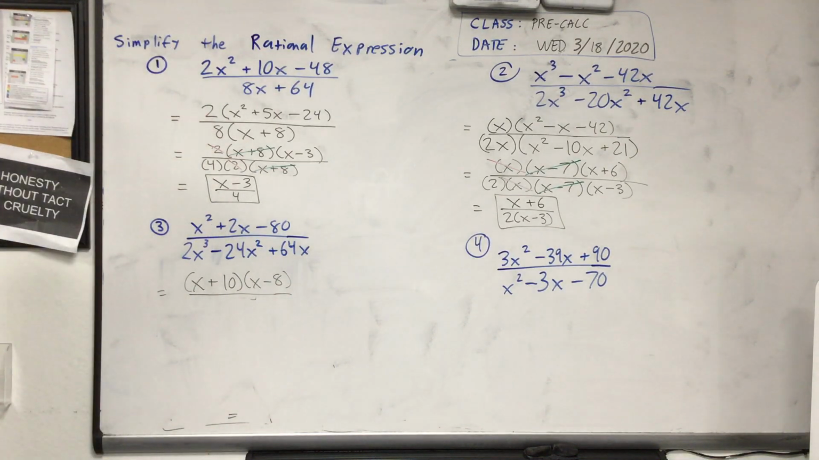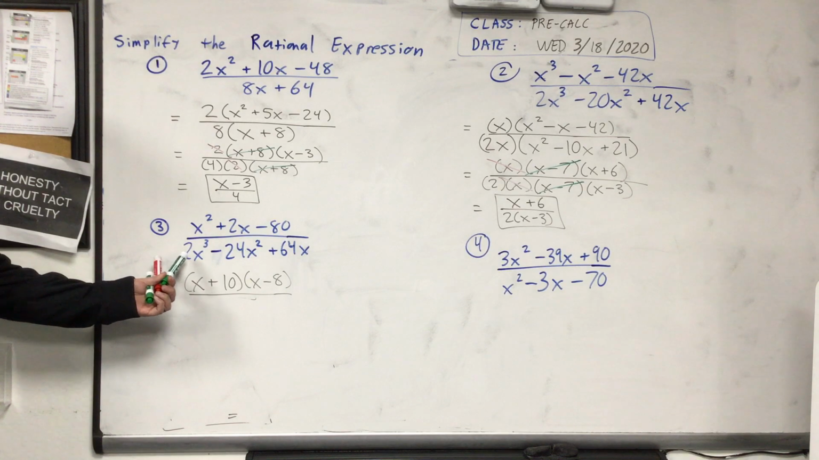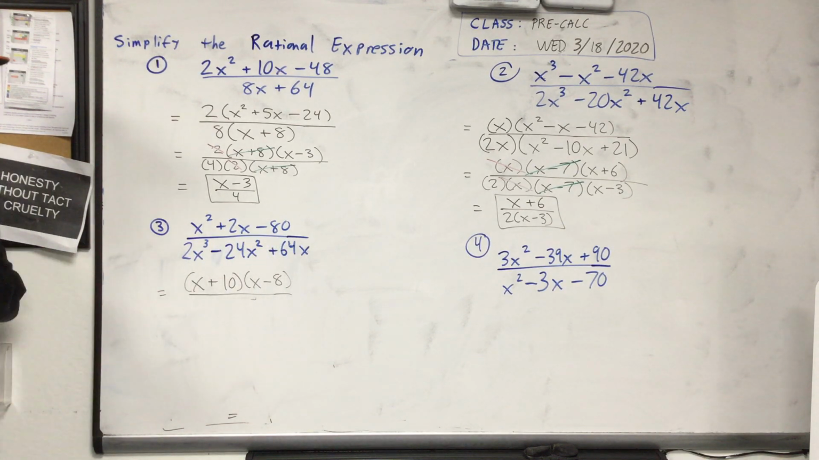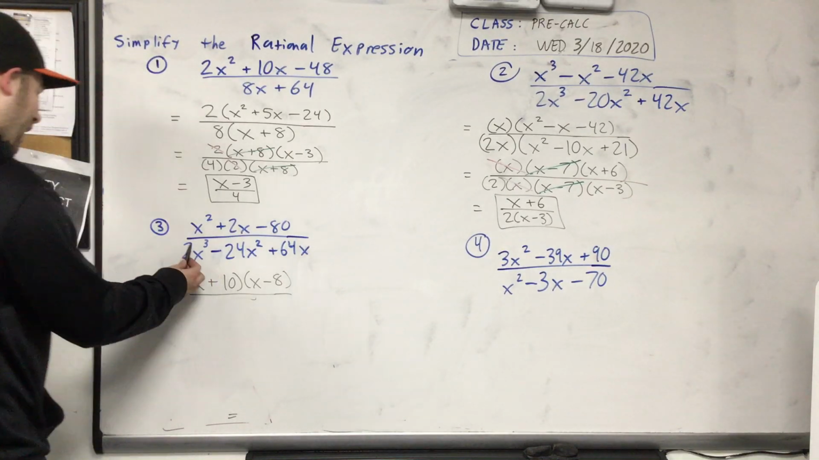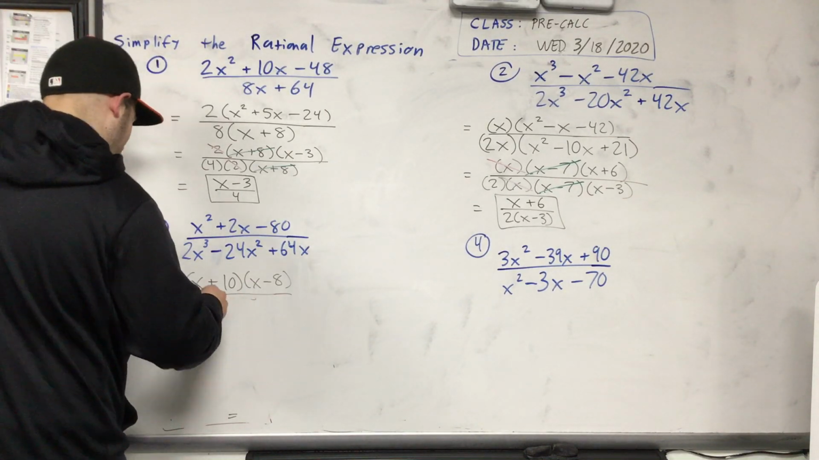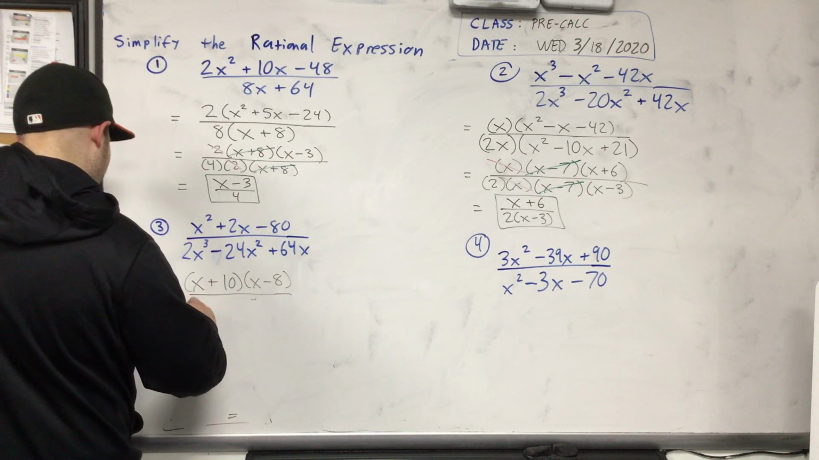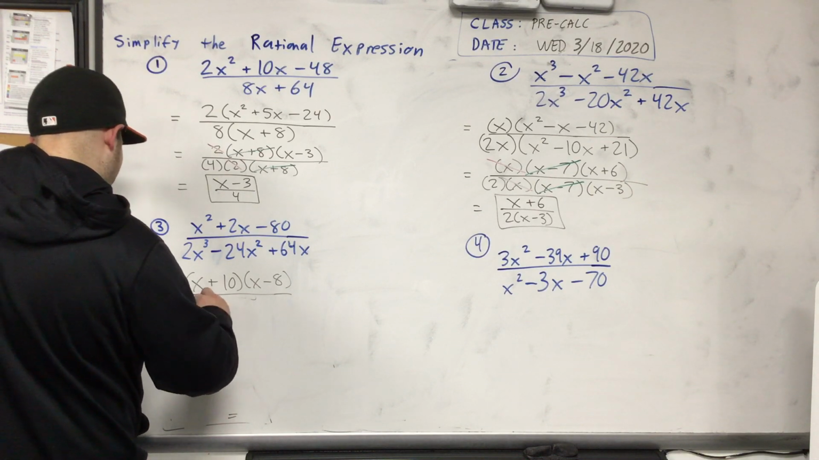Okay, and now let's take a look at the bottom. Can I take something out from all 3 of these terms? Well, I can definitely factor out a 2, and notice that x cubed, x squared, and x all have a variable of x in common, so I'm actually going to factor out 2x.